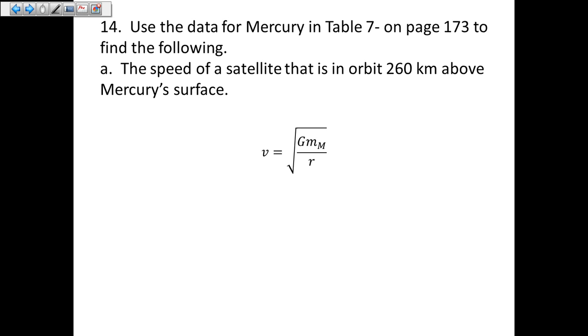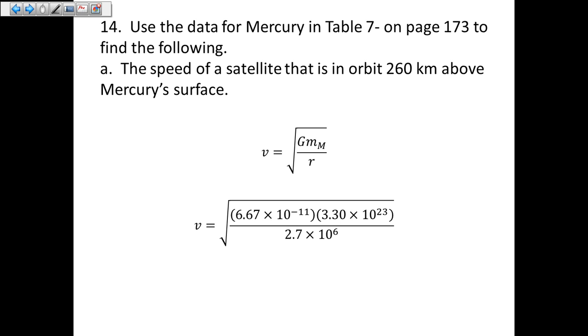Again, we'll use this equation, but notice the mass has changed. It's no longer the mass of the Earth. This is a satellite orbiting Mercury. So that's one of those things that I need to look up in that table, is the mass for Mercury. Big G, don't need to look it up in a table. It's 6.67 times 10 to the negative 11th everywhere in the universe. That's why it's a universal constant. The radius that I found is 2.7 times 10 to the 6th. Again, that's the radius for Mercury, and then add 260 kilometers.